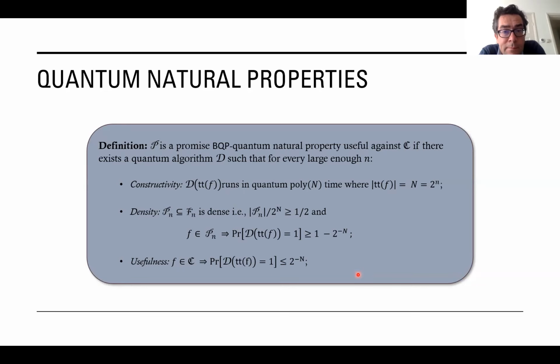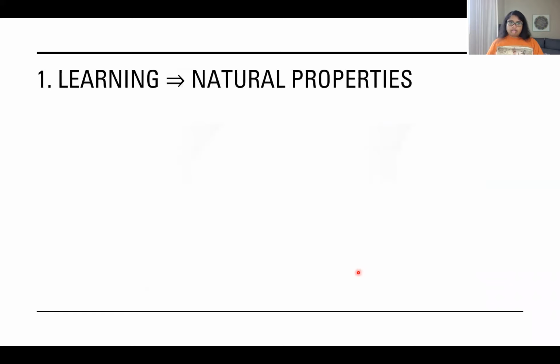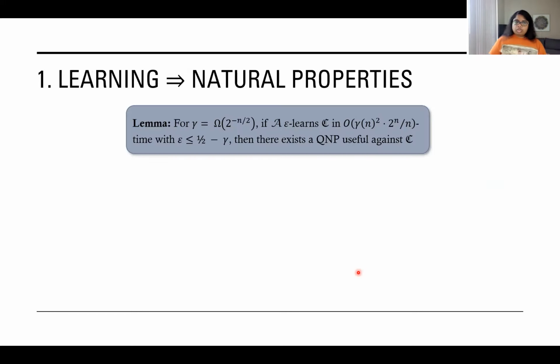Okay. So now that we have quantum natural properties, we can talk about how to connect it to a learning algorithm. So the lemma says that for some gamma that is omega of 2 to the minus n over 2, if my learning algorithm can epsilon learn the class in this amount of time and makes this amount of error, then there exists a natural property that is useful against this circuit class.